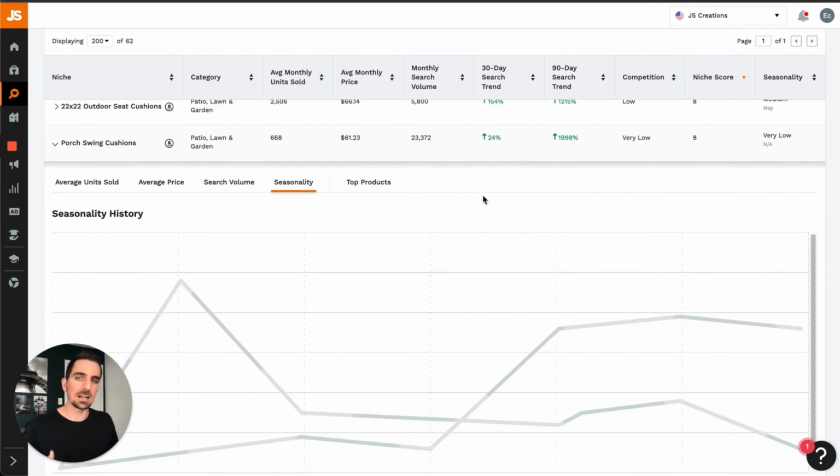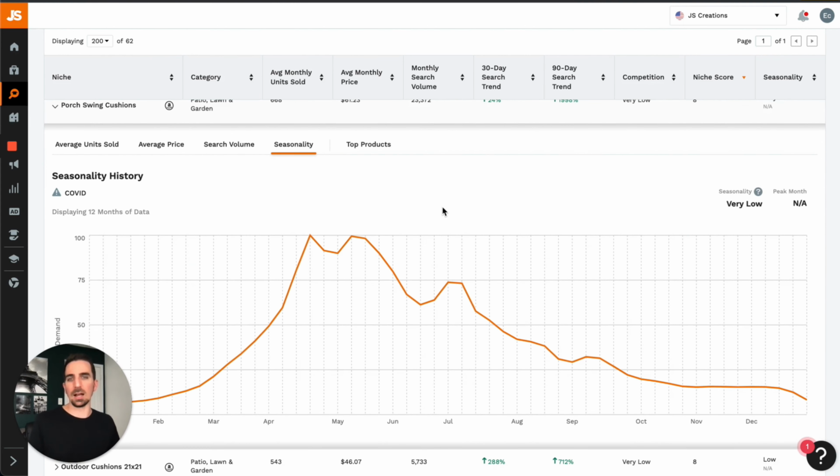And then the last thing I check is the seasonality chart. I'm not sure why this is saying very low, just because it does appear that there's a peak in interest here in the spring months, and then that slowly tapers off over the autumn and the winter, but it does go back up. So again, I probably would not look at sourcing this kind of product as a beginner seller, but it's still an interesting niche.